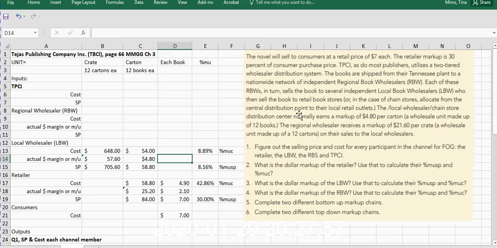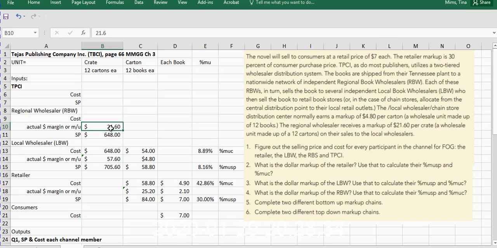Let's see what else we can learn from our case. The regional wholesaler receives a markup of $21.60 per crate. Okay, great. Now, clearly, our cost per crate at the local wholesaler's level must be the selling price of the regional wholesaler. See how that is? Remember, I kept showing you in class, cost at one level is the sales price at another. All right, very good.